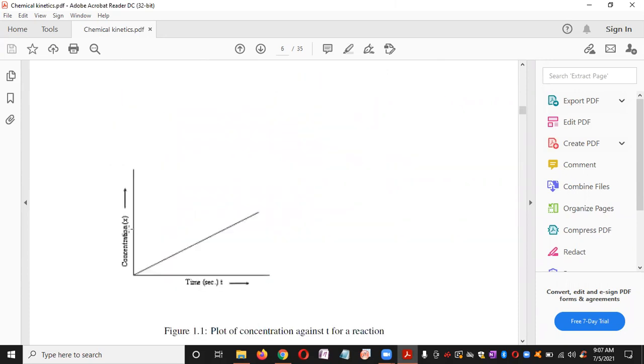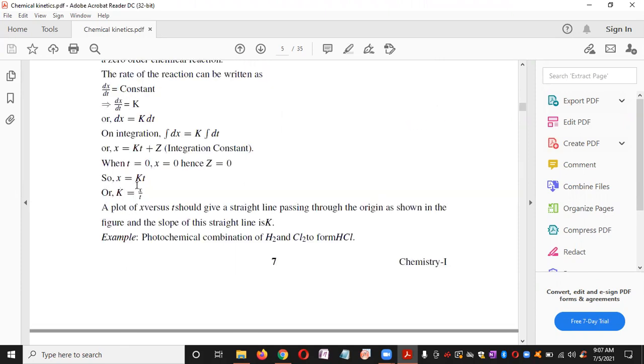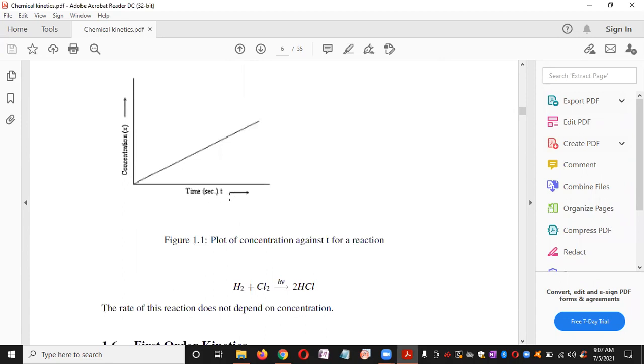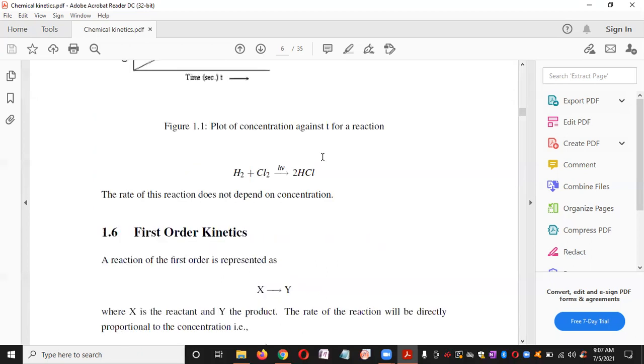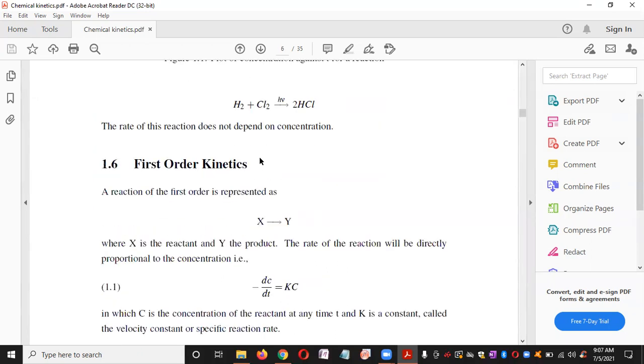So x, the concentration of product, is taken on the y axis, and m comes beneath k, and beneath t we have x. So time is taken on the x axis, and this is a straight line passing through the origin. Now if you draw like this, we can get the slope. Don't consider the full rectangle, just consider half a rectangle. This gives the slope m, which is equal to k.